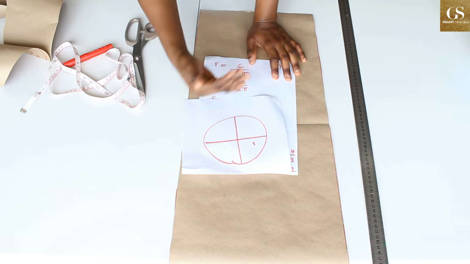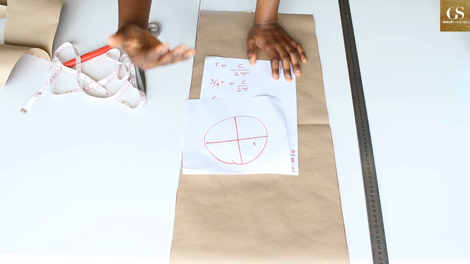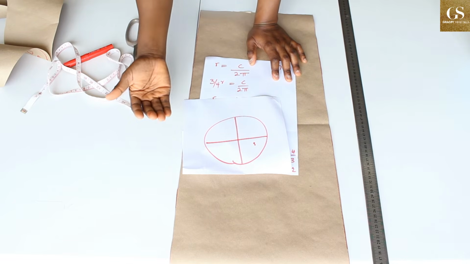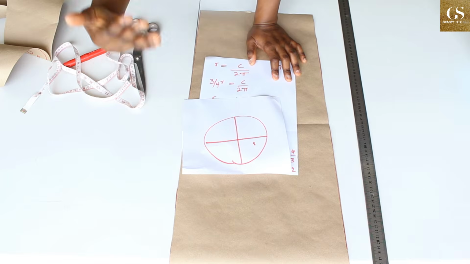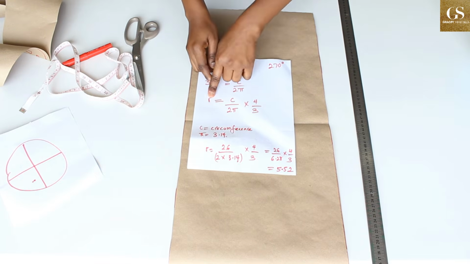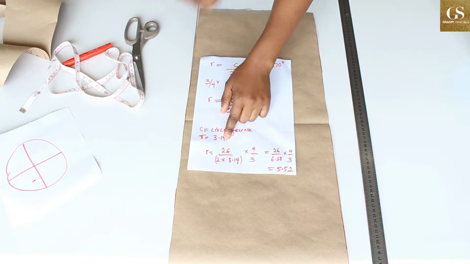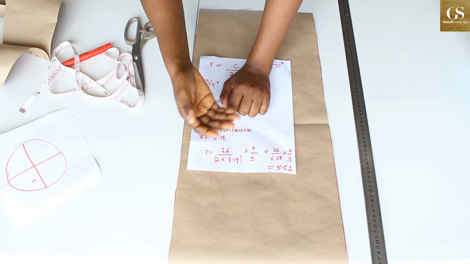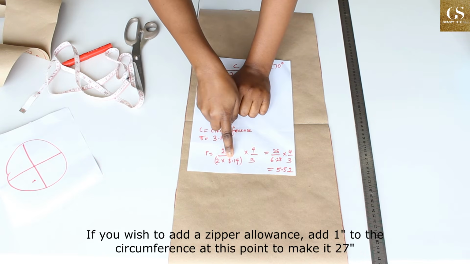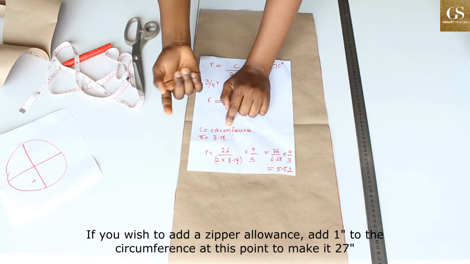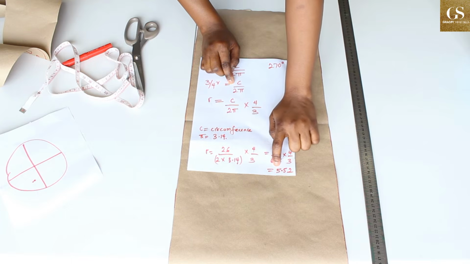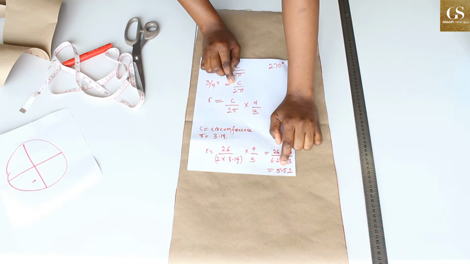All right. So in this tutorial, I'm going to show you how to fold your fabric so that you don't waste fabric and so that you can also save time. So this is the radius, C over 2 pi times 4 over 3. The circumference is 26. 26 divided by 2 pi, 2 times 3.14 times 4 over 3. All right. So at the end of the day, what I have as my radius is 5.25.